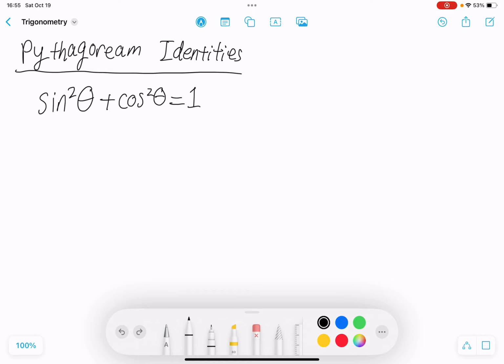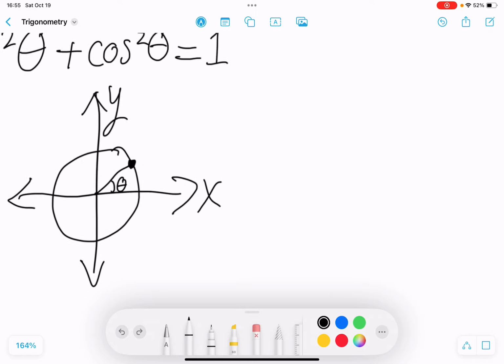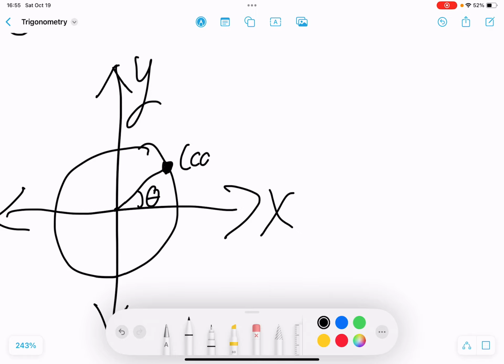This is actually just back to the unit circle. If we draw a unit circle, we know that a unit circle's basic definition is that it has a radius of 1. So if I wanted to find the sine and cosine of any angle, say this angle over here, theta, then I just want to find the x and y values of this point. The x value would be cosine theta, right? And the y value would be sine theta.